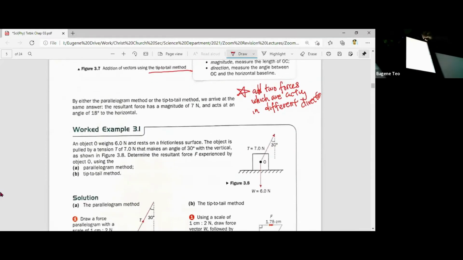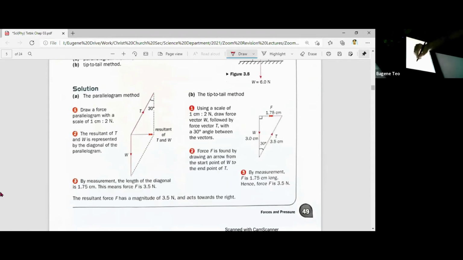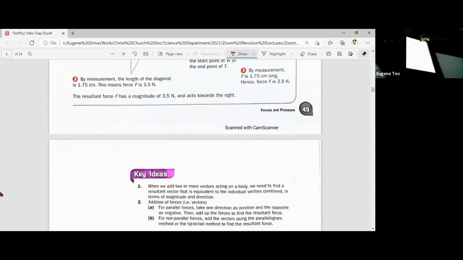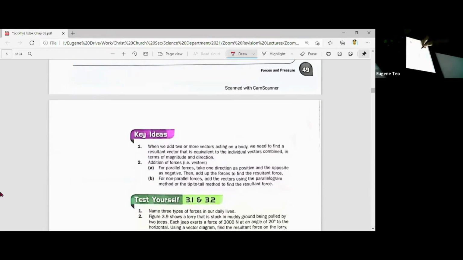Okay, so there are some book examples here, you can go through them. So this is the parallelogram method. So do take a look through it. Tip to tail, you can try it out, but I won't advocate it. So just some key ideas for the vector diagram part. Really what you're trying to learn is how to add 2 or more vectors, or 2 or more forces acting on a body.